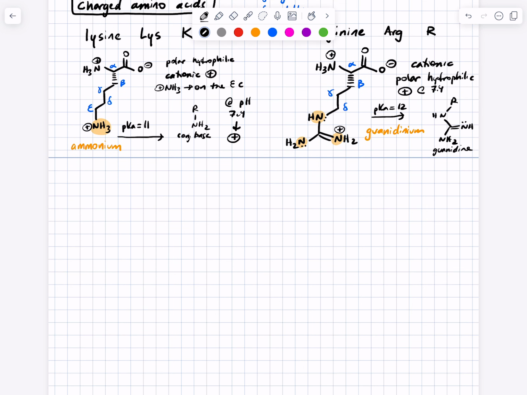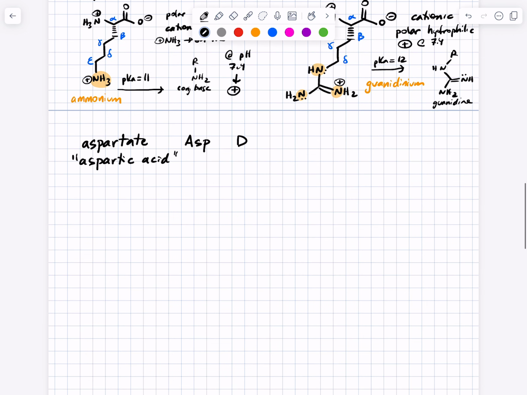The first is called aspartate, or sometimes people call it aspartic acid. I call it aspartate because at physiological pH, it's in its carboxylate conjugate base form. The three-letter code is ASP. We've clearly already used A, so we're going to use D, which makes no sense at all. So that's going to be one you've got to just memorize.